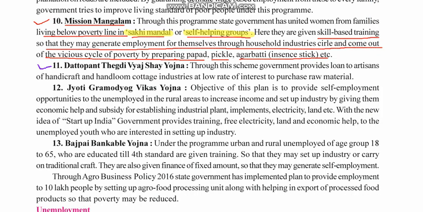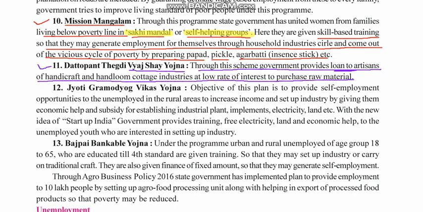The next is Datopant Thengde Vyaj Sahay Yojana. Now, Vyaj Sahay is named so because it is for those people who have taken loans. So loans are given at a very low rate by the government. Through this scheme, the government provides loans to artisans or handicraft and handloom cottage industry at a low interest rate to purchase the raw material for them. So very low interest rate loans are given to the artisans here.